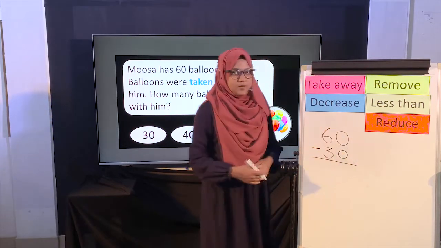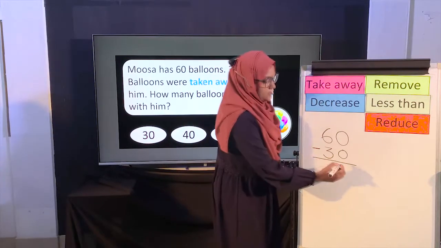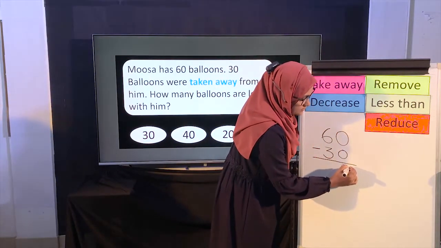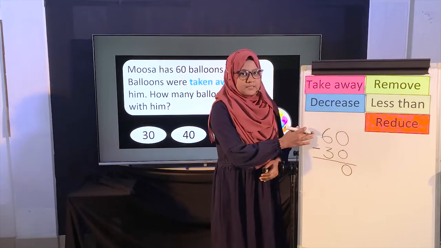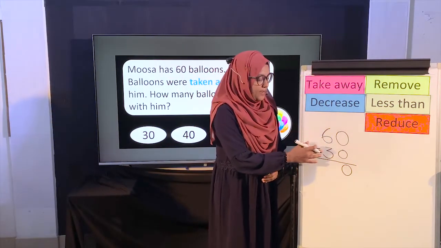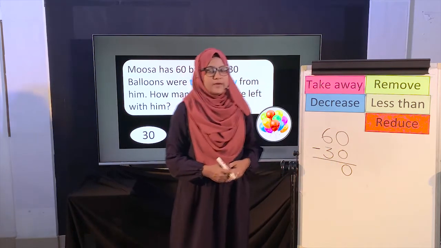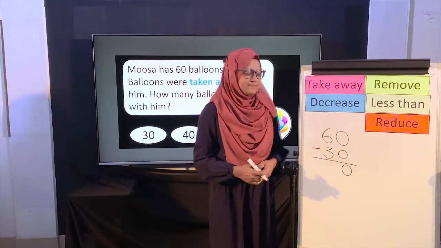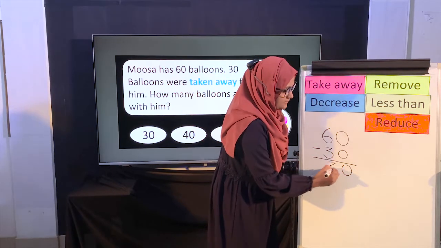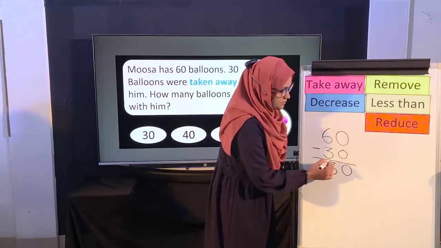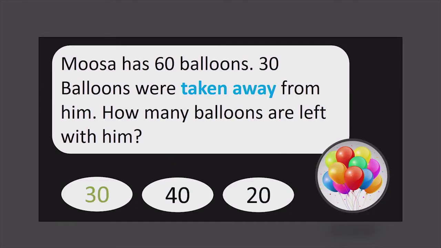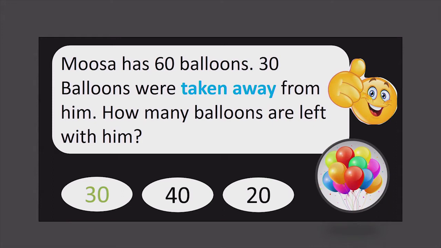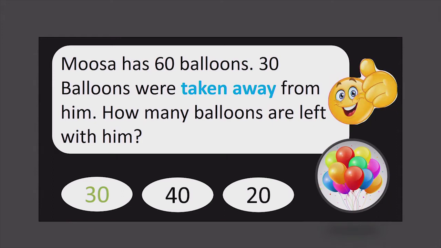0 minus 0. 0 minus 0 equals 0. Correct. Next, the tens place. We have 6 minus 3. So what is the answer? It is 3. So 60 minus 30 equals 30. So if your answer was 30, then you are absolutely correct.